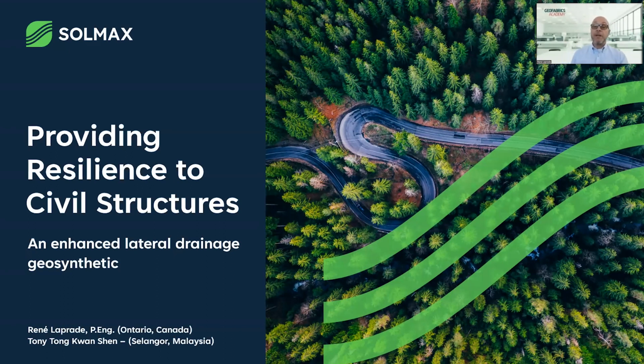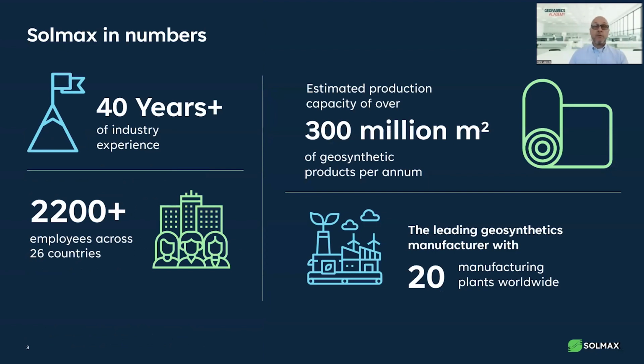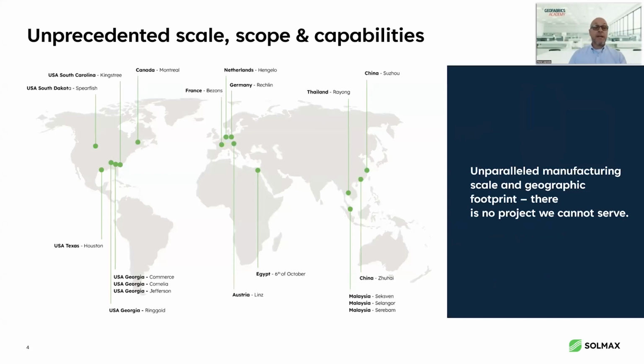Some of you may not be as familiar with Solmax. Solmax is the agglomeration of 4 different geosynthetic manufacturers. As a company, Solmax has been in business for over 40 years with over 2,000 employees spread out around the globe. In terms of production capacity, we have the capacity to produce in excess of 300 million square meters of geosynthetics per annum. And we have 20 geosynthetic manufacturing facilities spread out throughout the world.